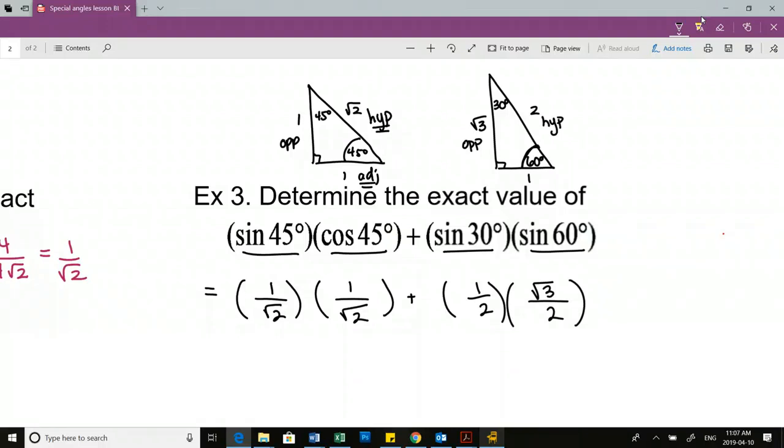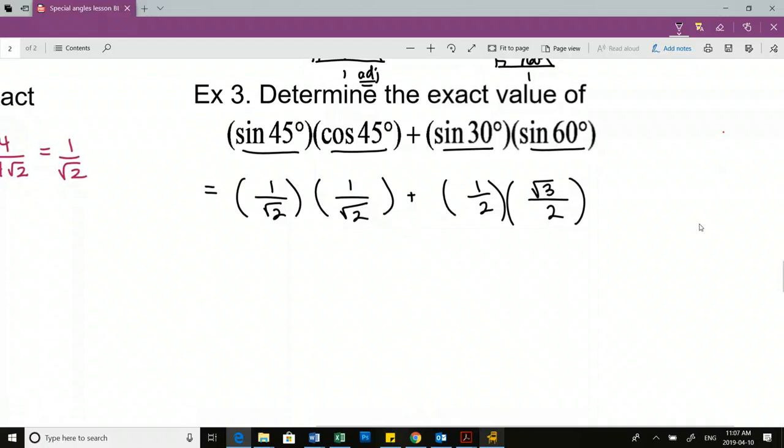Okay, now I just need to simplify this expression. So I'm going to follow BEDMAS. I want to do all multiplications first, and then we'll do additions. When I'm multiplying fractions, I don't need common denominators. That's only when I'm adding and subtracting. So I just multiply the numerators. I'll do 1 times 1. And then I'll multiply the denominators. Root 2 times root 2.